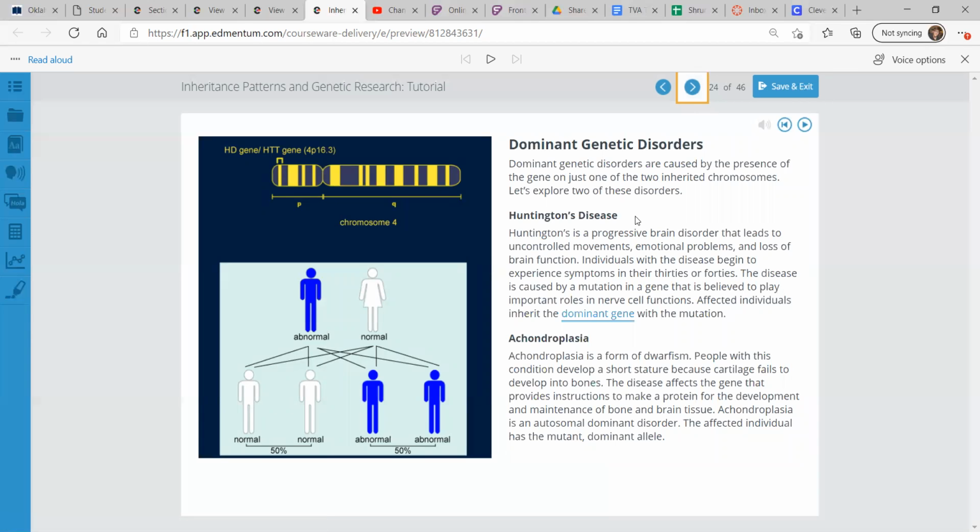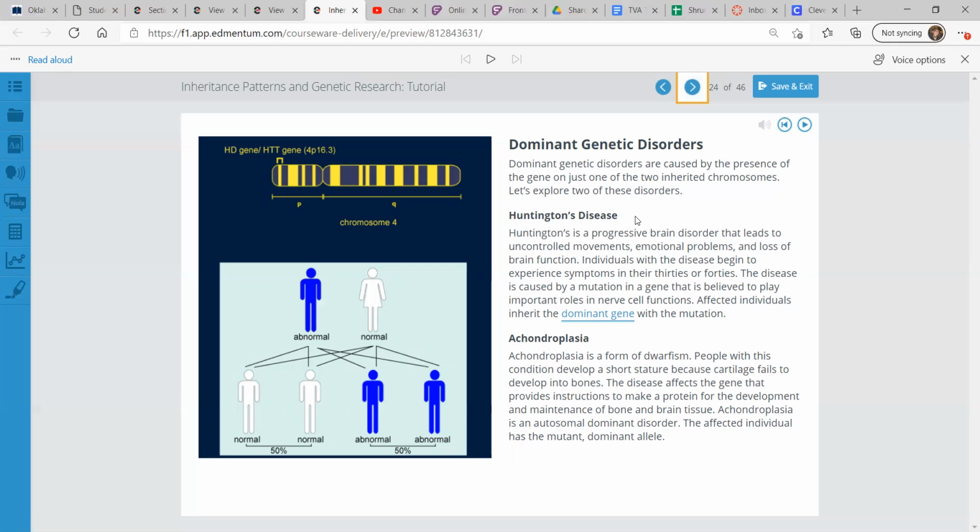So those were recessive genetic disorders where you needed both mutated alleles from both of your parents. Both of your parents had to be carriers. Now we're going to look at dominant genetic disorders. And this is caused by the presence of the gene on just one of the 2 inherited chromosomes. So let's explore 2 of these dominant disorders.